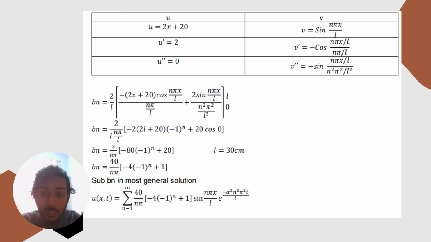We get that u(x,t) equals the sum of n equals 1 to infinity 40 over n pi negative 4 multiplied by negative 1 power n plus 1 multiplied by sine n pi x over L multiplied by e negative alpha square n square pi square over L multiplied by t. So this is the most general solution where the end point of the rod has temperature equal to 0. And if we want to find any point of the rod, we can just substitute in the formula and we can find the temperature. Yeah, that's all from me.